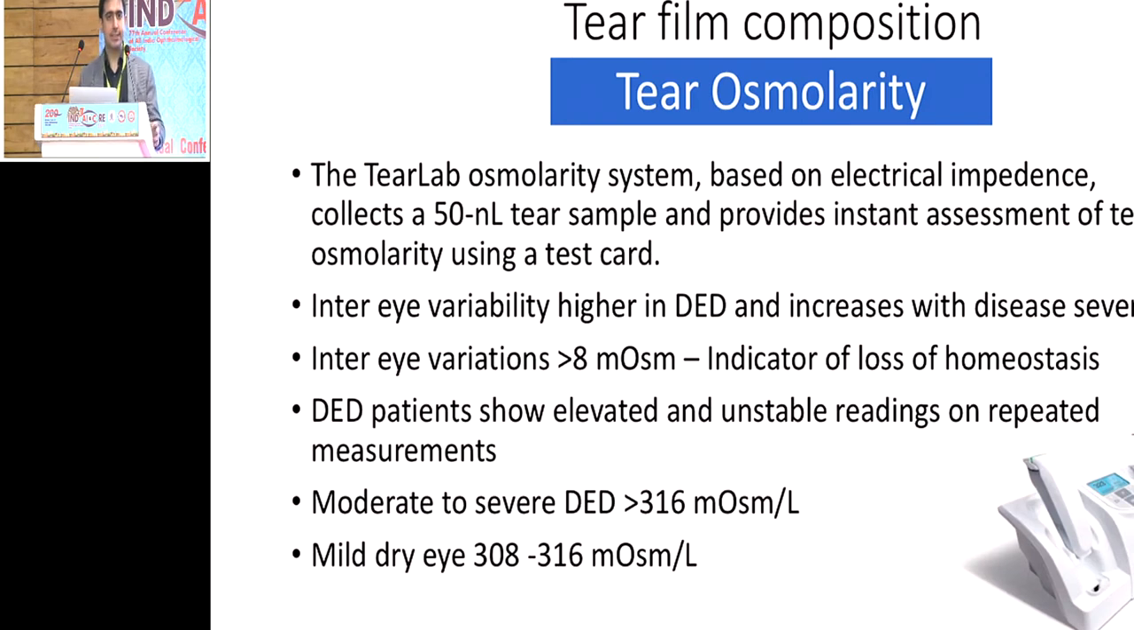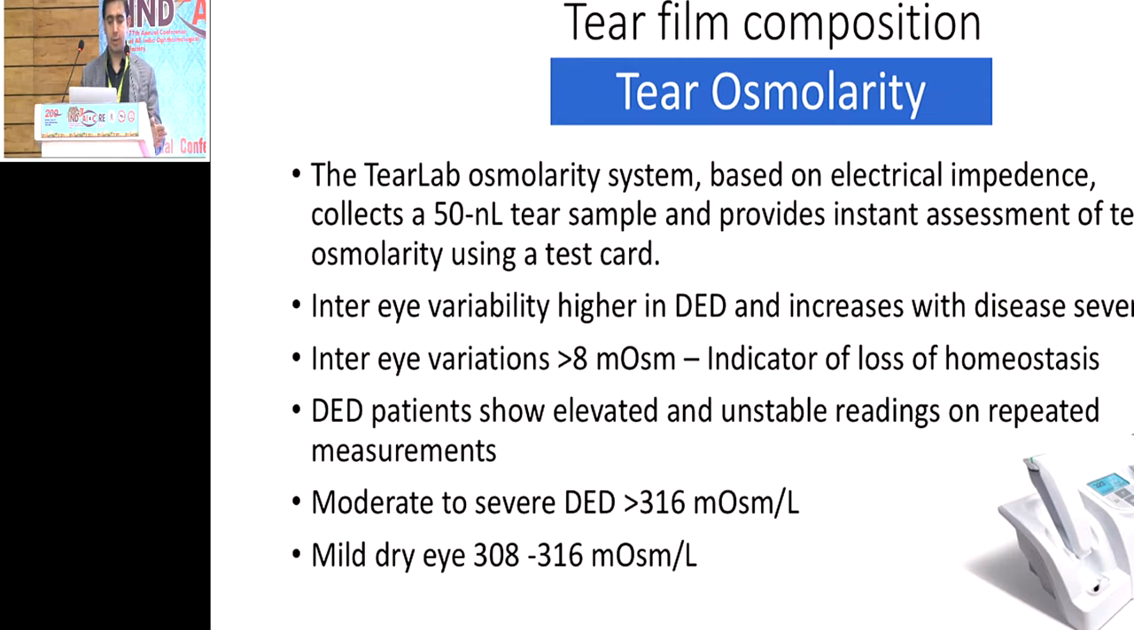Now, looking at the next series of tests, which looked at tear film composition. The tear osmolarity is measured by the TearLab osmometer, which is based on electrical impedance. It collects a 50 nanoliter tear sample and provides instant assessment of the tear osmolarity. The inter-eye variability is actually important. Now, very often when you use this device, it actually keeps giving you readings which look fairly normal. So inter-eye variability is something to pay attention to, and inter-eye variations greater than 8 milliosmoles are significant.